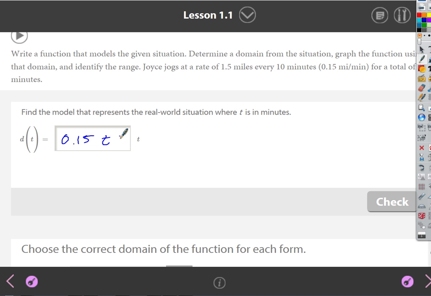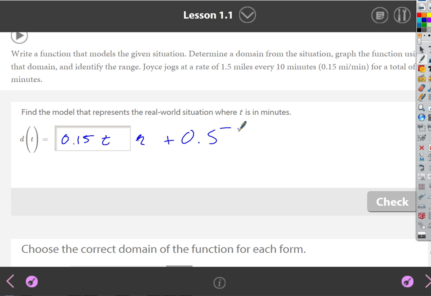Now what if we change this a little bit? What if we said, okay, next time Joyce is going to start, say we're measuring the distance from her house, and next time she starts half a mile away from her house, she starts on the run. How would I have to change the model? What happens to the y-intercept? Okay, so then I'm going to have to add a starting value, aren't I? Right, so we'd have to add to this. We've got 0.15t plus 0.5. And a lot of times people will even put the starting value first. Okay? All right, so what's the domain going to be based on the description?